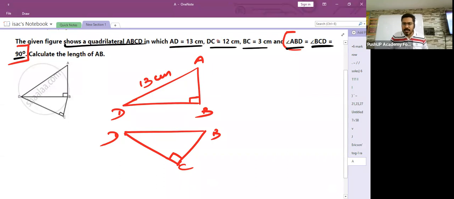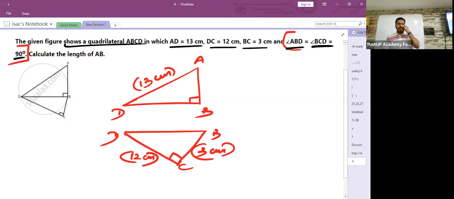Now, let's go back to the question. DC is equal to 12 centimeters. This part, children. DC is equal to 12 centimeters. Then BC is equal to how much? 3 centimeters. Then nothing else is given, no? So what they were asking us is to find the length of AB. All right. So whatever data was given to us, we have already highlighted on the given figure. Just that I have divided the original figure into two separate figures. One is right angle triangle ABD and the second one is right angle triangle DCB. That's all.